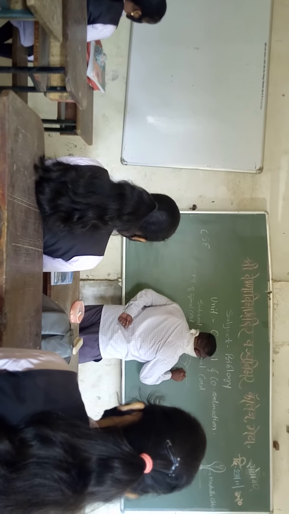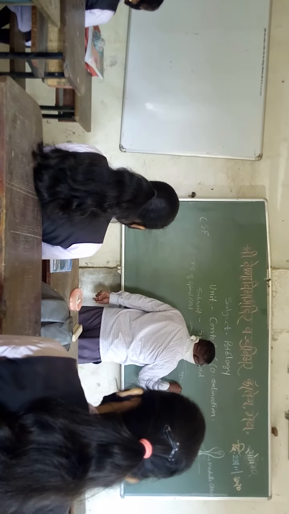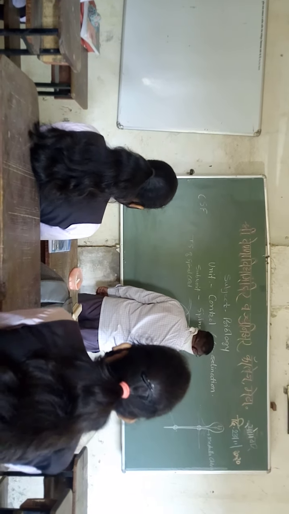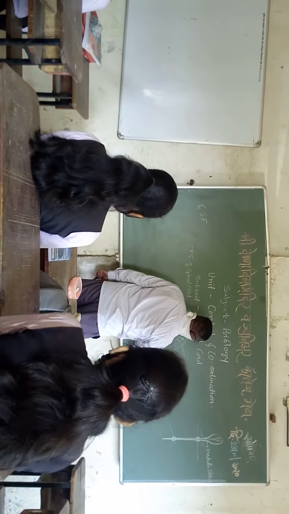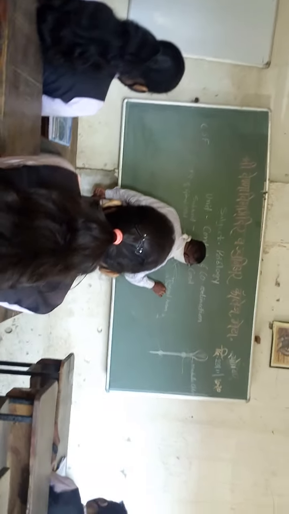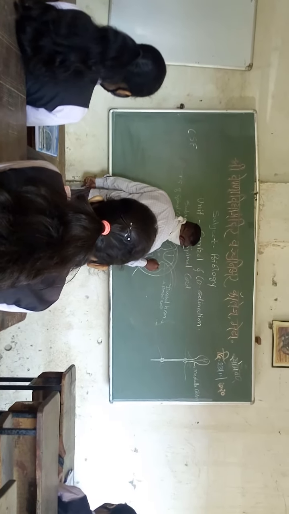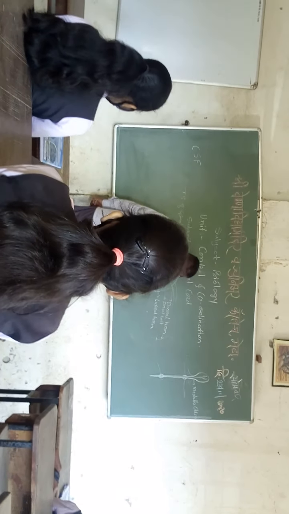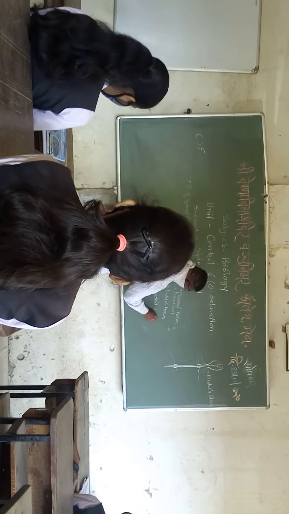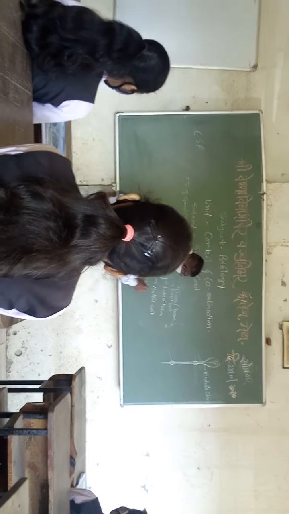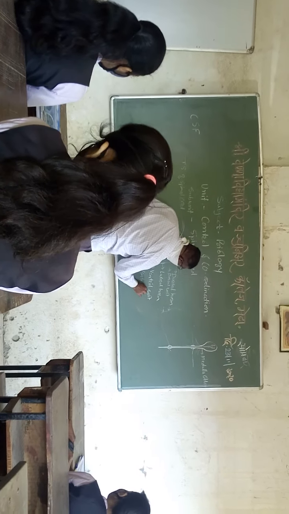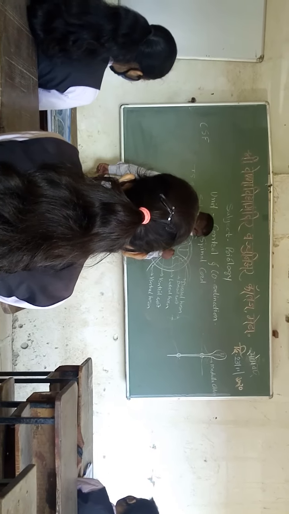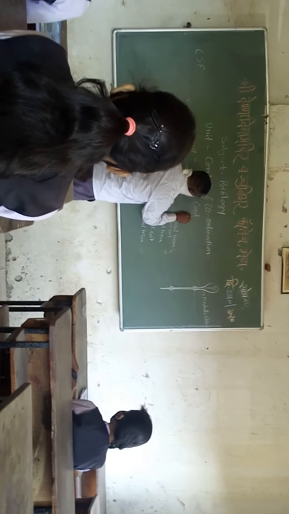This is the dorsal horn. The horn arises from the dorsal root. This is the lateral horn. This is the ventral root. Ventral horn. Then this one is the central canal.